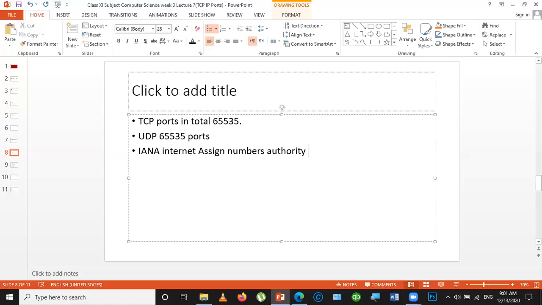For instance, port number 23 is used for telnet services. And port number 80 is commonly used for HTTP. HTTP stands for Hypertext Transport Protocol. It is used for providing web browsing services.